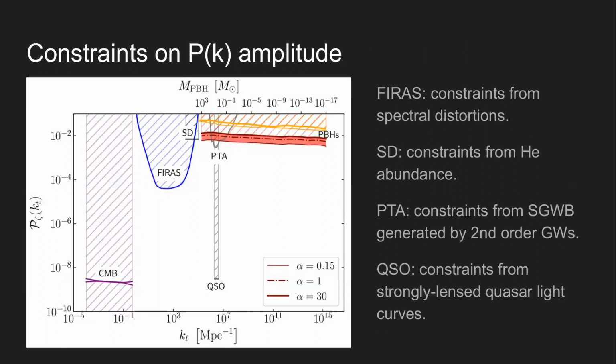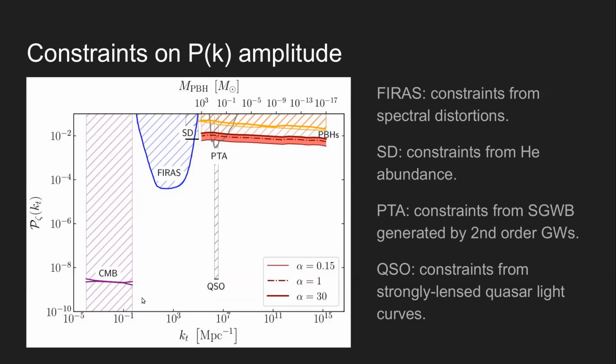So this is what the constraint on the primordial amplitude looks like. Here I'm showing a plot in which on the x-axis I have the wave mode measured in inverse megaparsec, and on the y-axis I have the scale invariant power spectrum. You see that from 10 to the -4 to 1, the CMB produces a very tight constraint on the primordial power spectrum at the level of 10 to the -9.